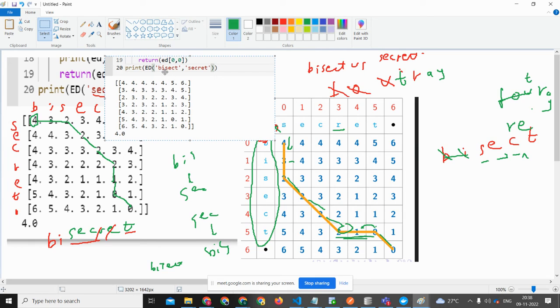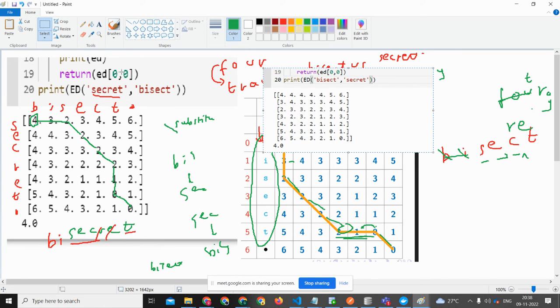So we write the left word on the left and the right word on the top. Yeah, that's what you are telling, that it's a transpose, is it? If you see, that's what is happening. Like we have it here, right? When I gave secret and bisect, the left goes on the left and the right goes on the right. Vikram, is it okay now?